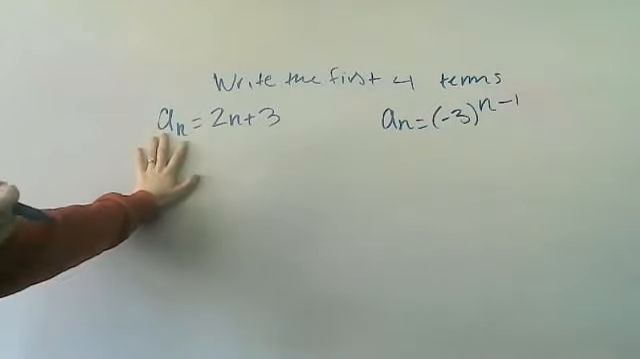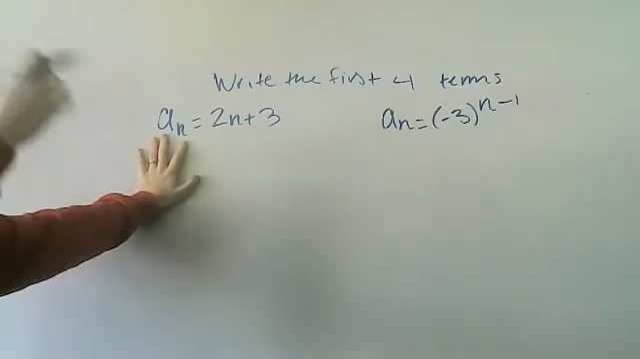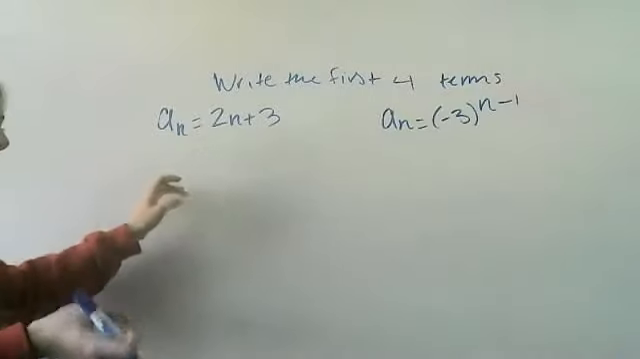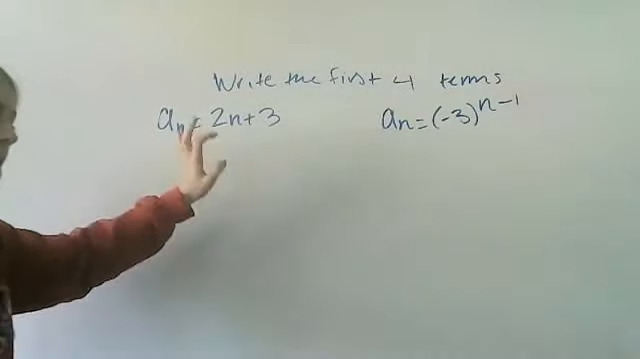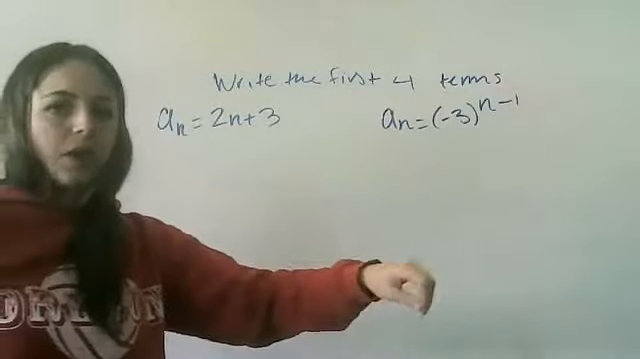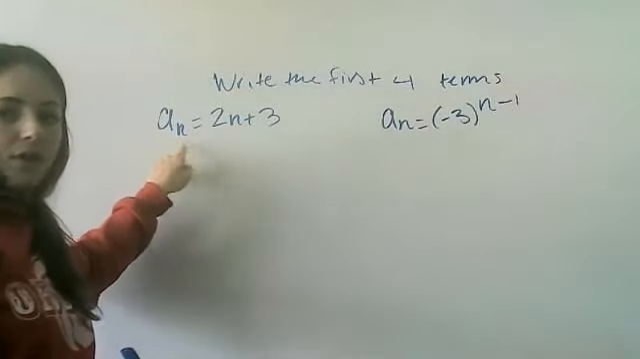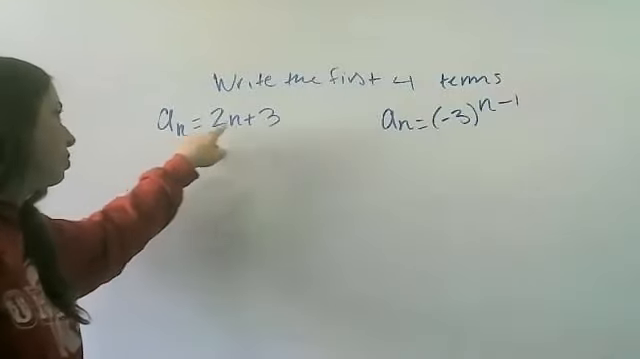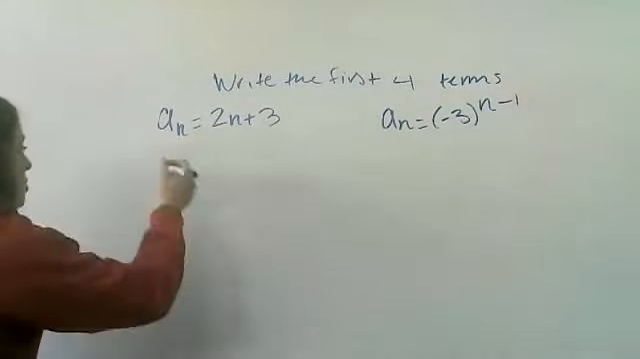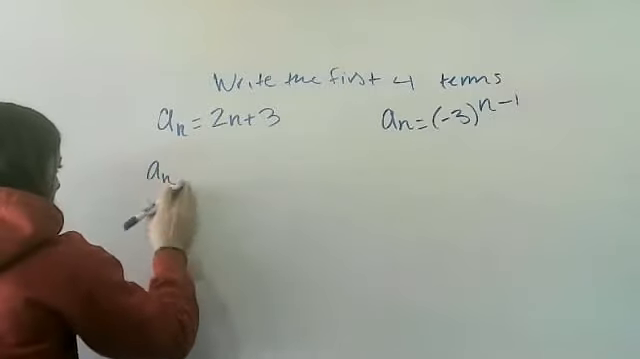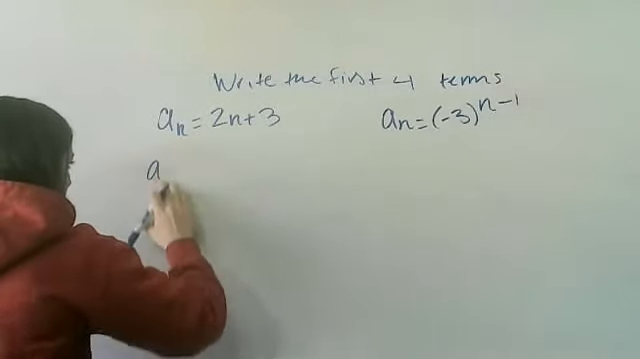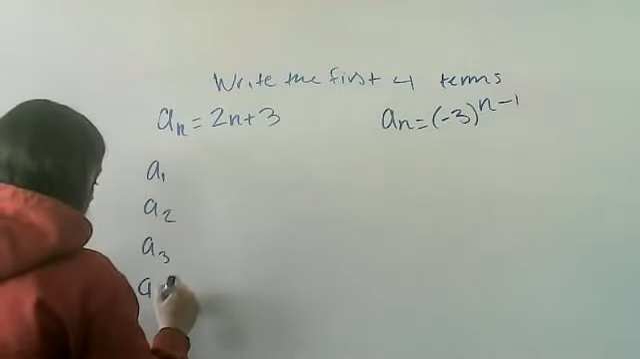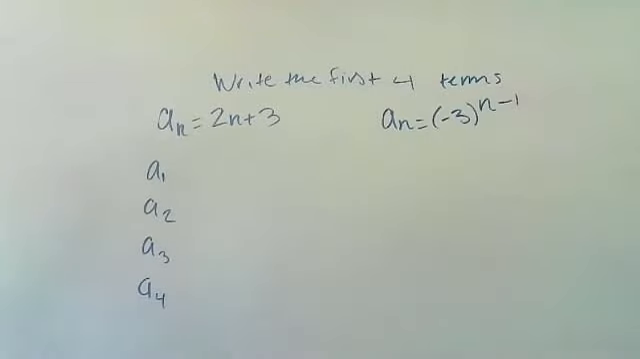What happens here is that this a sub n basically represents which term in the sequence that particular number is for. If it was a sub 1, it would stand for the first term. If it was a sub 2, it would be the second term. A sub 3, the third term. So whatever you're putting in for n, if it's a sub 3, that's your third term, and you plug in a 3 for n. So for instance, I have a sub 1, 2, 3, 4, because I want to find the first 4 terms.